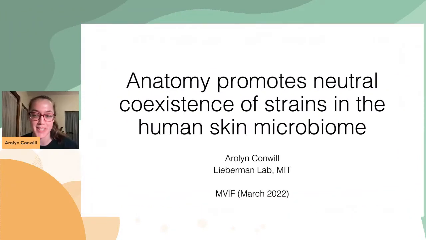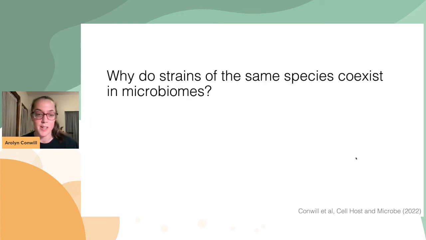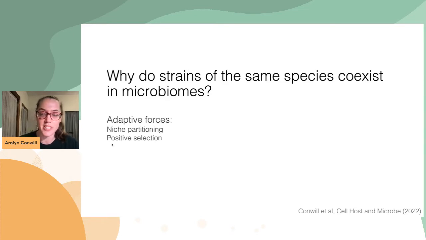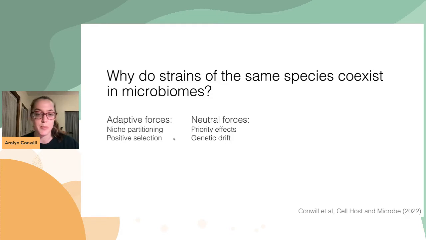I'm Arolyn. I'm a postdoc with Tammy Lieberman at MIT, and today I'll be talking about why so many strains of the same species can coexist in a microbiome, in this case, in the human skin microbiome. Broadly speaking, we know that coexistence can arise from adaptive forces or from neutral forces. Adaptive forces include things like niche partitioning or positive selection, whereas neutral forces include things like priority effects and genetic drift. And in addition, we know that spatial structure can also be really important for coexistence.